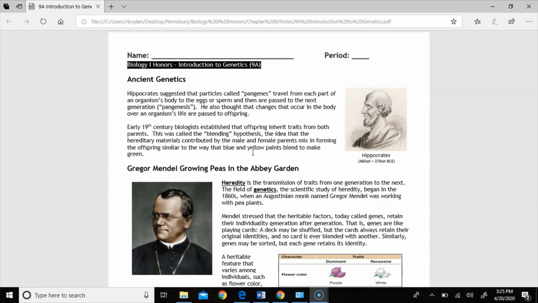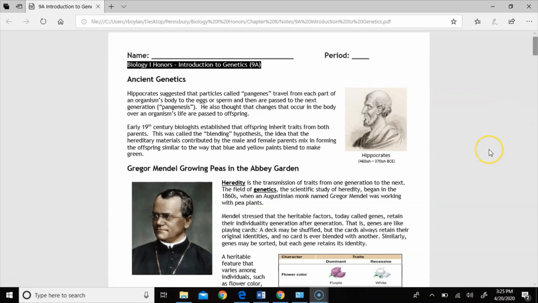But the blending hypothesis is the idea that hereditary materials contributed by the male and female parents mix in forming the offspring, similar to the way that blue and yellow paints make green. So this is what the main thinking was in the early 19th century. And you might be thinking to yourself, hey, that's kind of accurate, right? This blending hypothesis. You are a blend, of course, of your parents, but it's not like you take them and mix the traits together. It's much more complex than that.